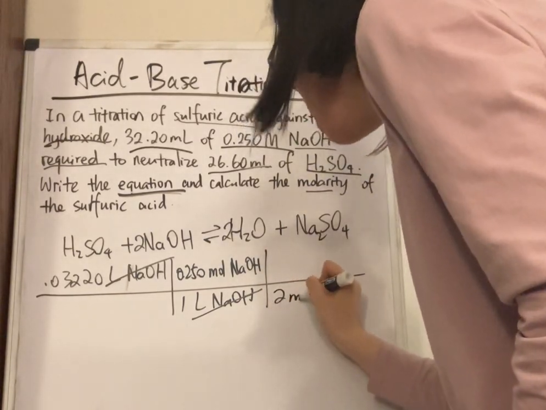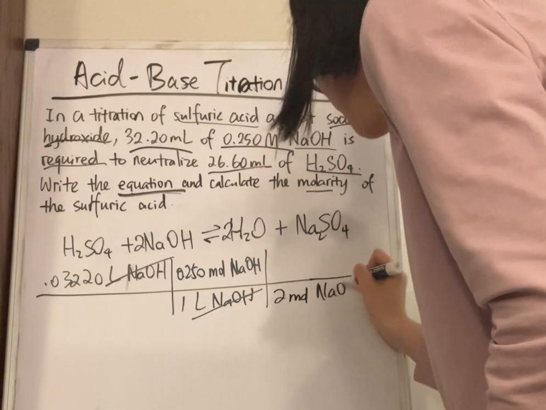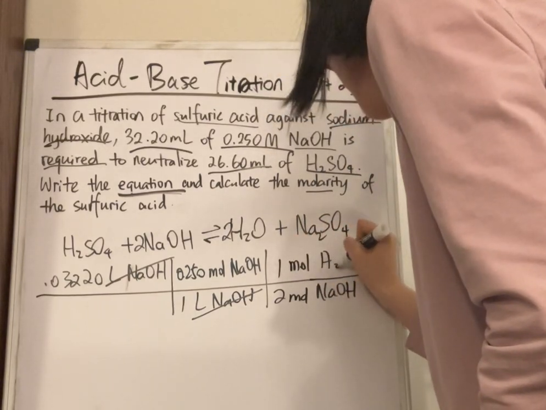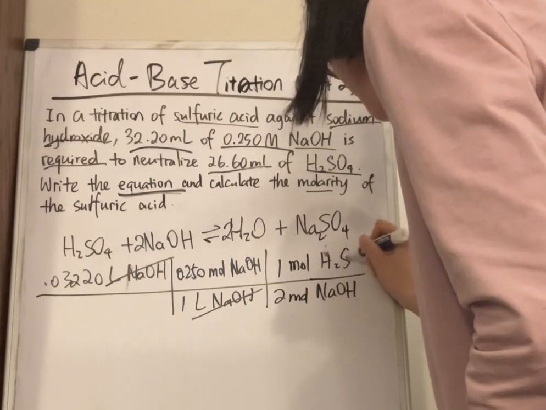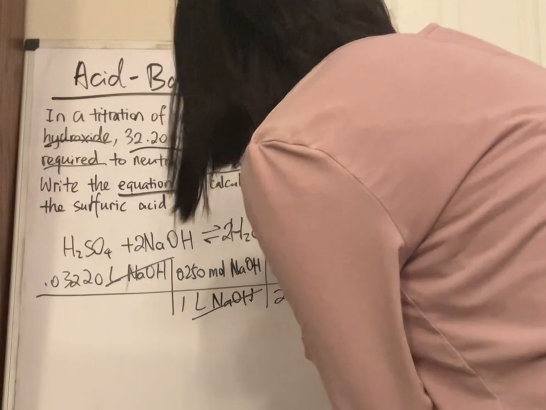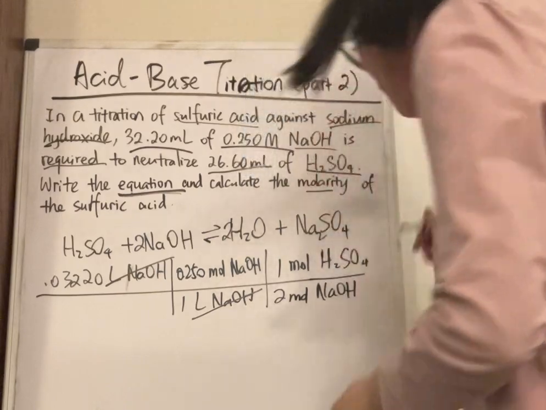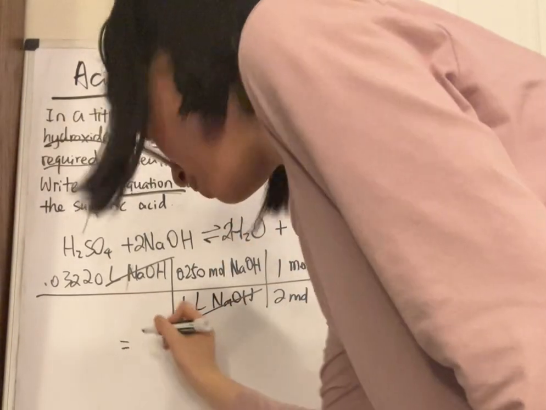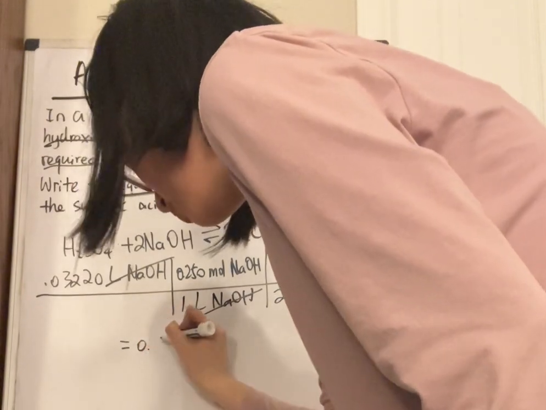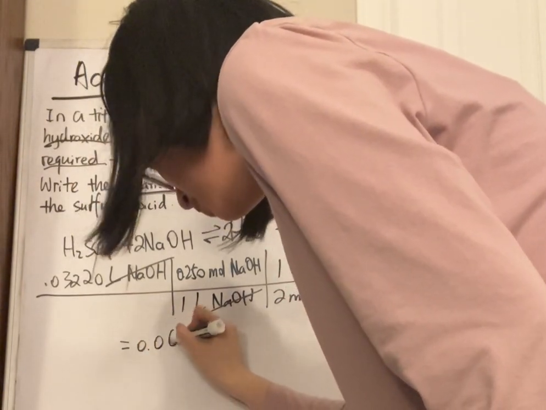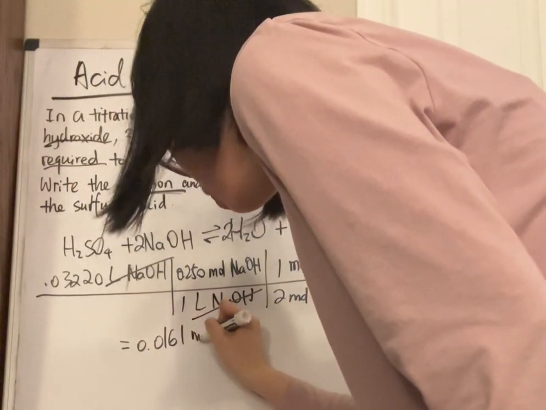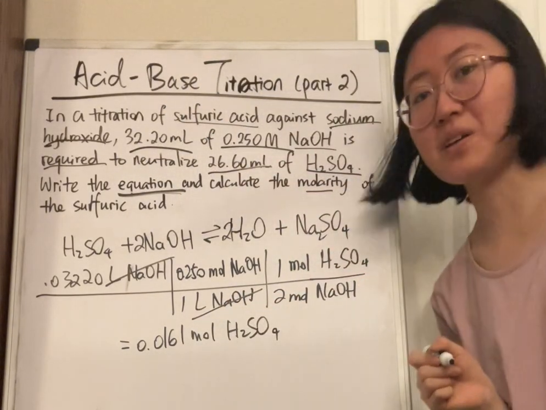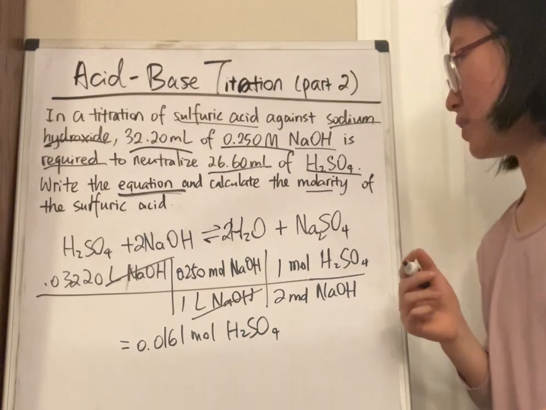So it's going to be 2 moles of NaOH corresponding with 1 mole of sulfuric acid, H2SO4. Okay, and then let's do the calculations. So it will be 0.0161 mole of sulfuric acid. Okay, so we're halfway done.